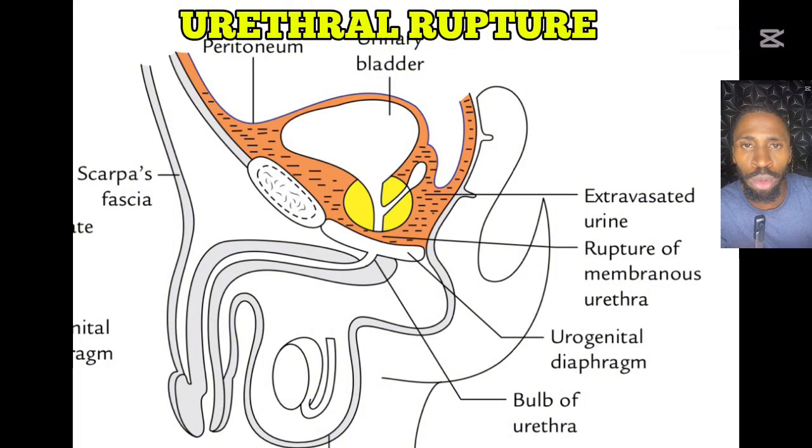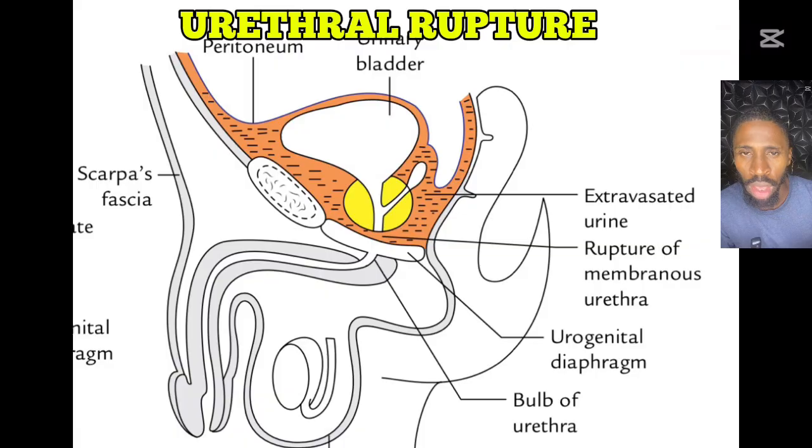And once it ruptures, there is extravasation of urine. As the bladder secretes urine and it flows down, it will start entering the pouches. If the rupture is above the urogenital diaphragm, it will enter the deep perineal pouch. Then there will be backflow of urine to the bladder and to the extraperitoneal space.